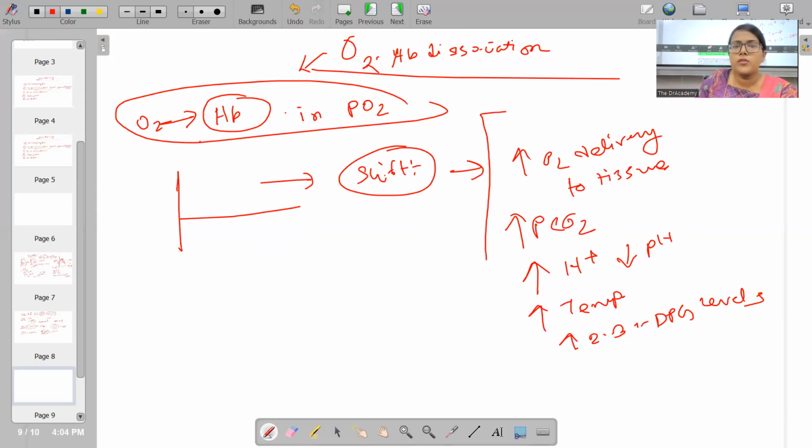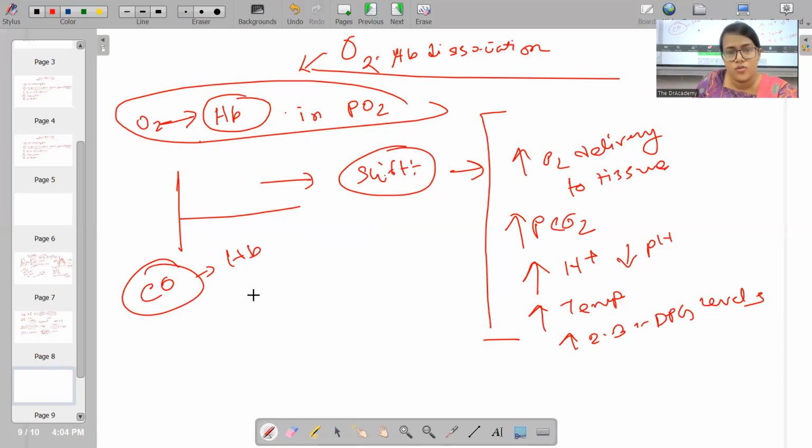And here I want to focus you on one thing, and that is carbon monoxide has a better affinity for binding with the hemoglobin than oxygen, okay? So carbon monoxide will cause the oxyhemoglobin dissociation curve to shift to the left, which is why in carbon monoxide poisoning, one of the hallmarks is hypoxia, okay? This is an important question from the carbon monoxide perspective.